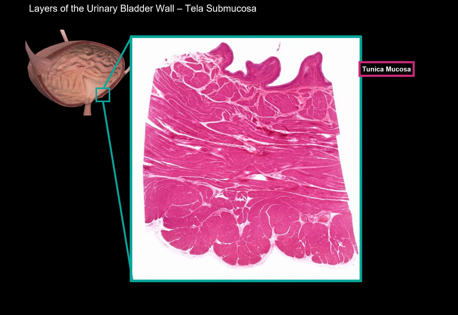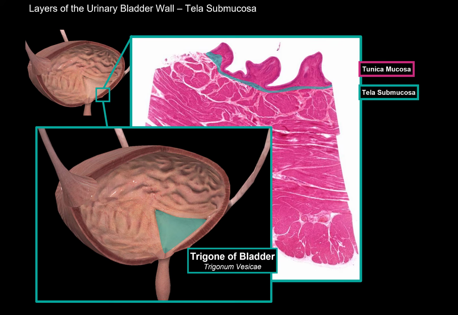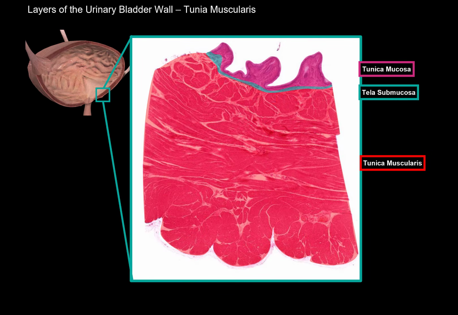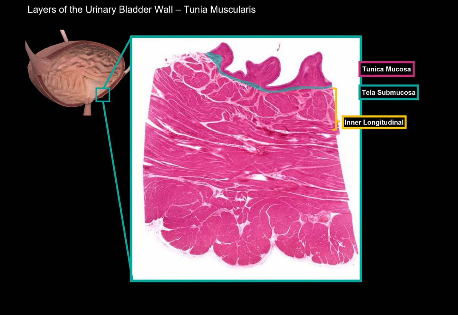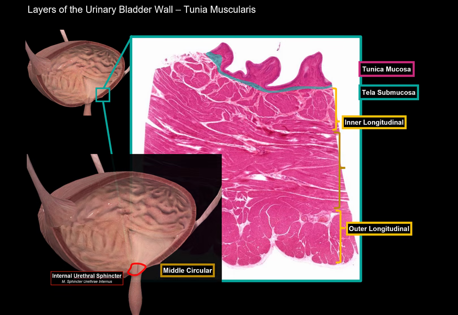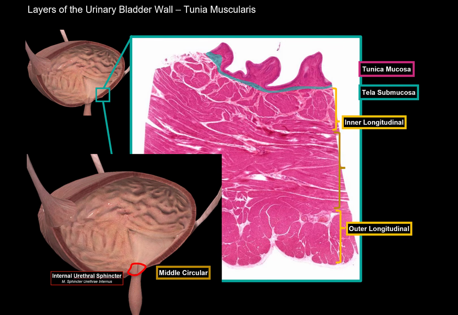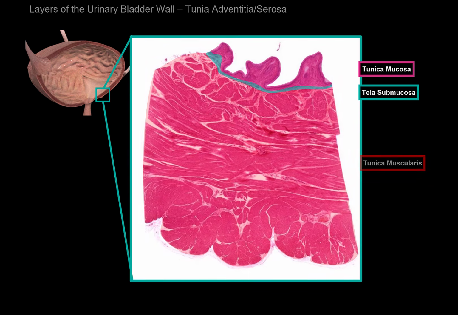And then the next layer is the tela submucosa, containing loose connective tissue. And you will notice that there are no folds at the region of the trigone of the bladder, because remember, this triangle doesn't have a tela submucosa. The tunica mucosa and the muscularis are fused together in this area. Next is the tunica muscularis, which is this thick layer. And it's thick because it consists of three muscle layers. It has an inner longitudinal layer, a middle circular, and an outer longitudinal layer. The middle circular is going to form a sphincter at the urethral orifice called the internal urethral sphincter. So that is the tunica muscularis.